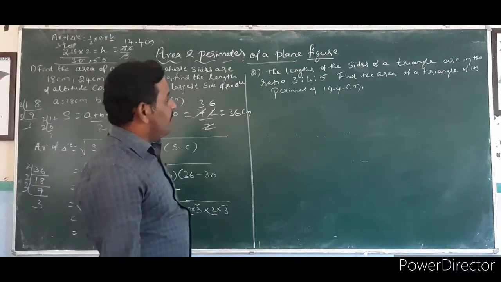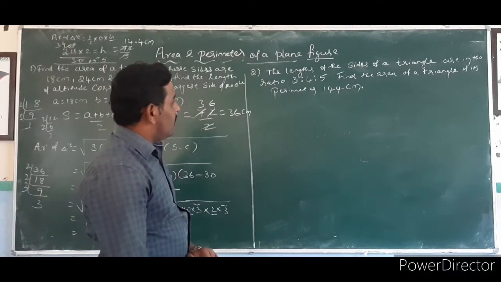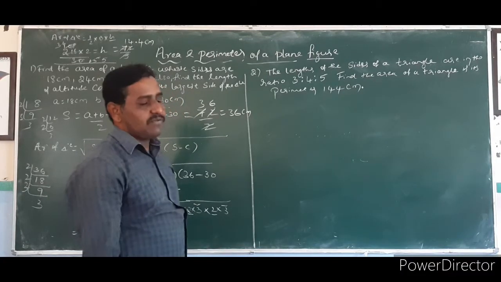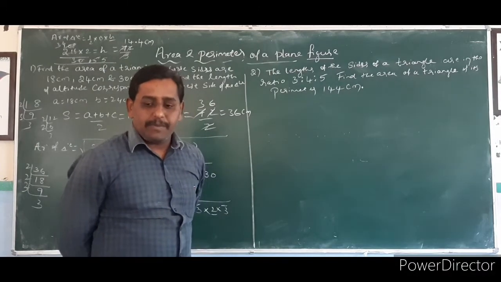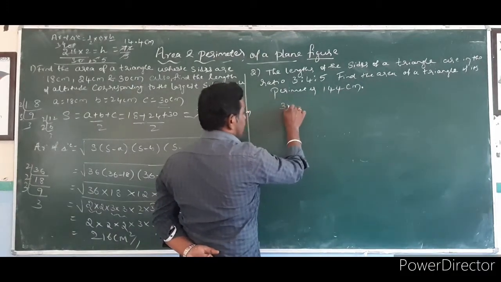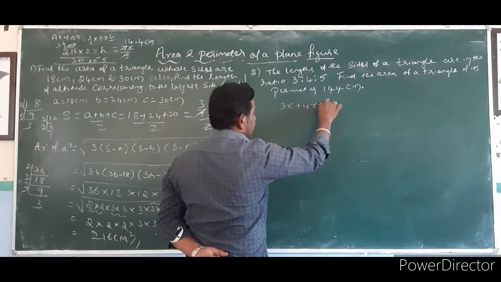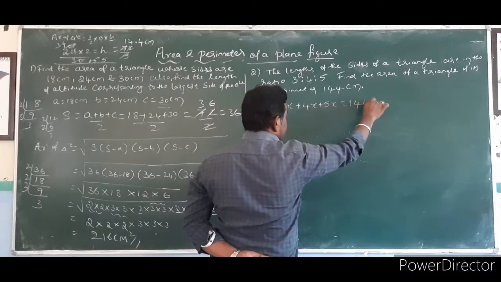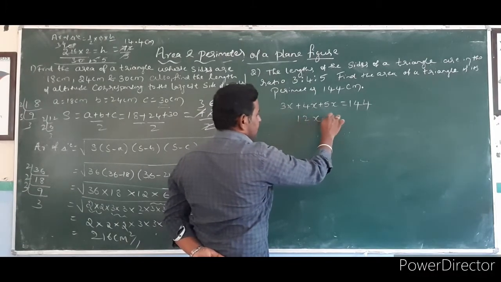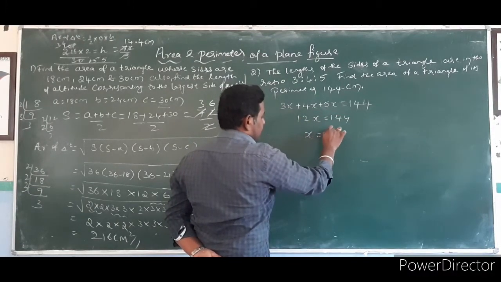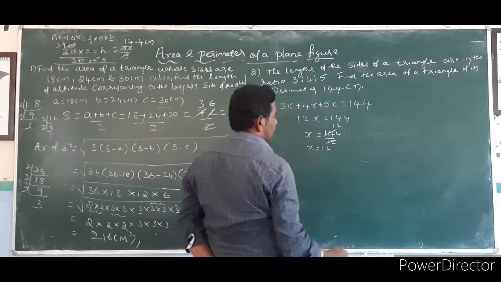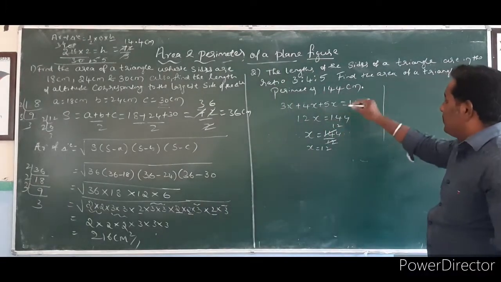In the second problem, the lengths of the sides of a triangle are in the ratio 3:4:5. Find the area of the triangle if its perimeter is 144. They are given perimeter 144. So the lengths of the sides: 3x plus 4x plus 5x is equal to, what is the perimeter? 144. 12x is 144. X is equal to 144 by 12. What is the x value? 12. Then you can find all the sides.